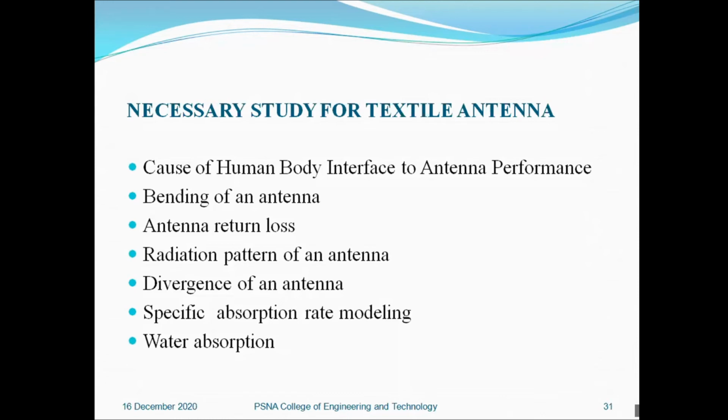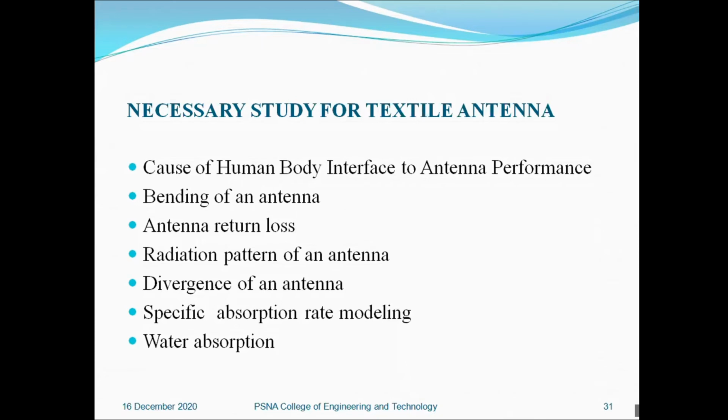So for the textile antenna, what are all the main factors that would affect it? Human body interface to the antenna performance, bending of an antenna, antenna return loss, radiation pattern, divergence, specific absorption rate, SAR modeling, then water absorption. Regarding the human body interface to the antenna performance, when we attach the textile antenna to the jacket of a man, the human body interface will be a major problem. That also we have to analyze.